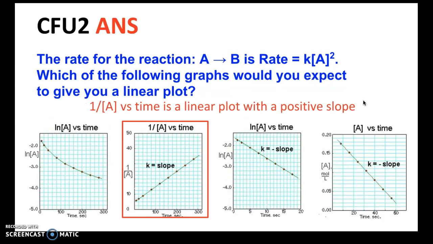Okay, so the answer is the second one because it's second order. For second order, it's 1 over concentration of A versus time. That would give you the straight line.